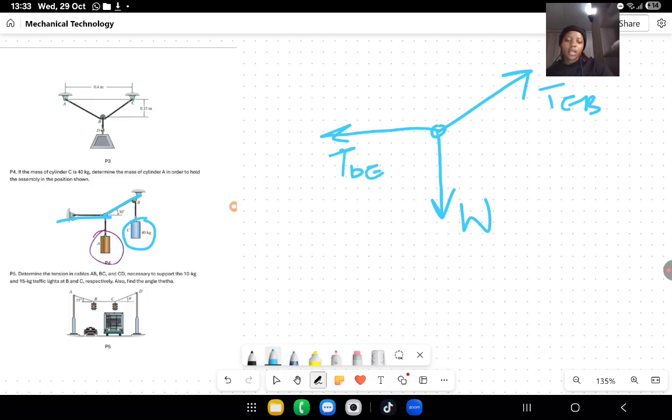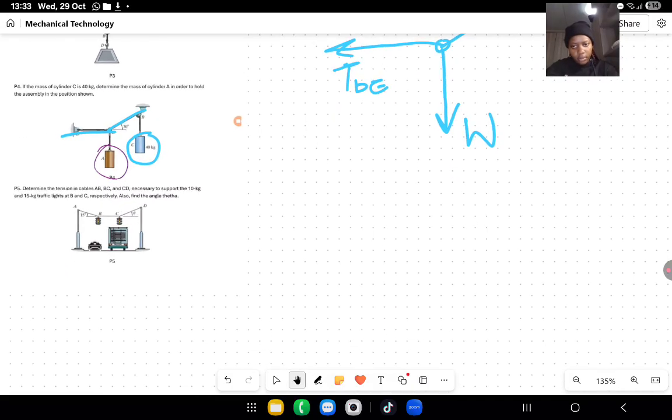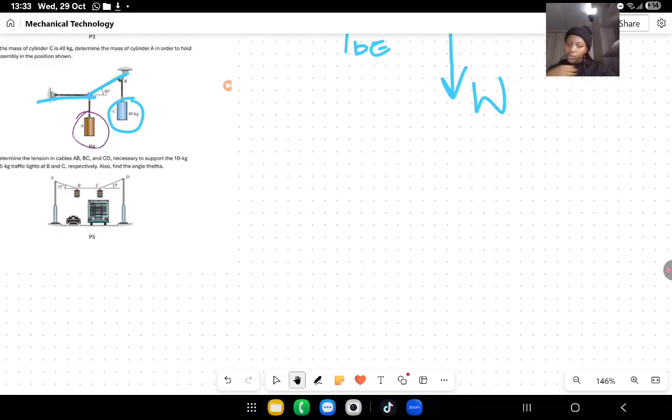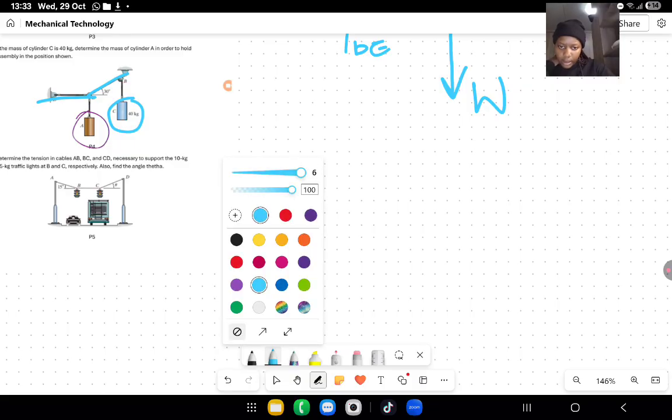Since we have our free body diagram here, I want this diagram to show so that I can explain it very well. Now you have to know that, let me change the color.